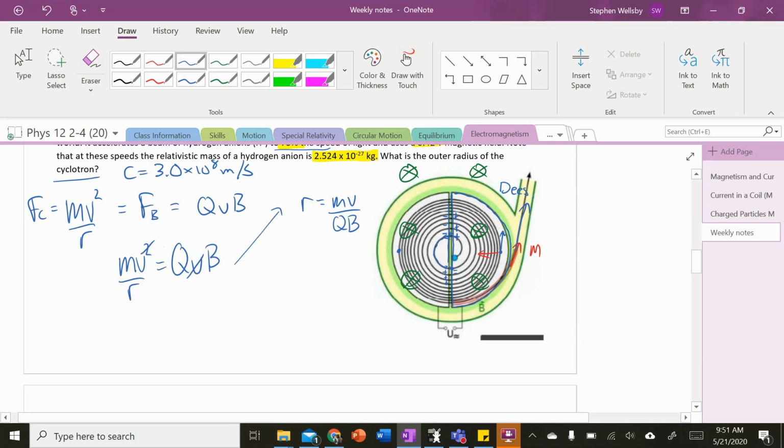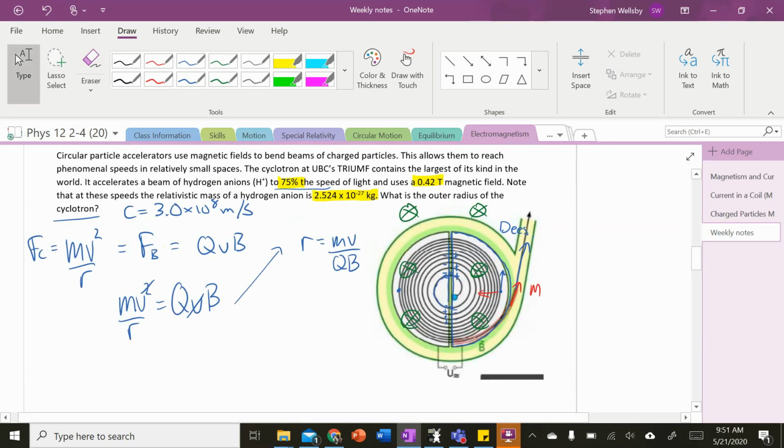So what of these do we know? Do we know m? Yeah, we do. Do we know v? Yes, we do. We do know q. It's not given in the question, but remember the charge of a single particle. The charge of an electron is going to equal the charge of a proton, except the electron is negative, proton is positive, and this is going to be 1.6 times 10 to the negative 19 coulombs. So it's just an extra fact that you have to have in your back pocket. And so let's solve this here.